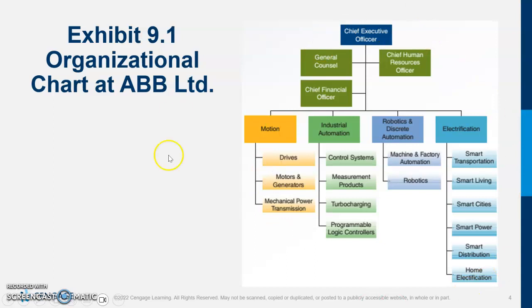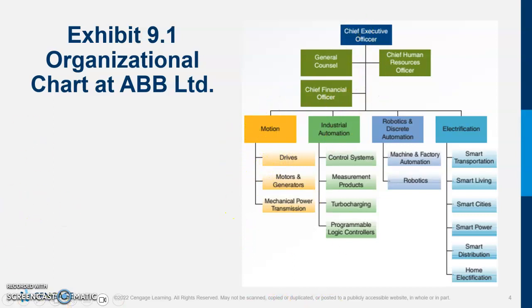This is an example of an organizational chart. You can see it shows who reports to whom and what work is done by each area. So here you can see we have our Chief Executive Officer, and the General Counsel, CFO, and Senior Chief HR Officer all report to the Chief Executive Officer. And then there are different units, like motion and industrial automation, and within those you can see what's under there. Drives reports to motion, reports to CEO.